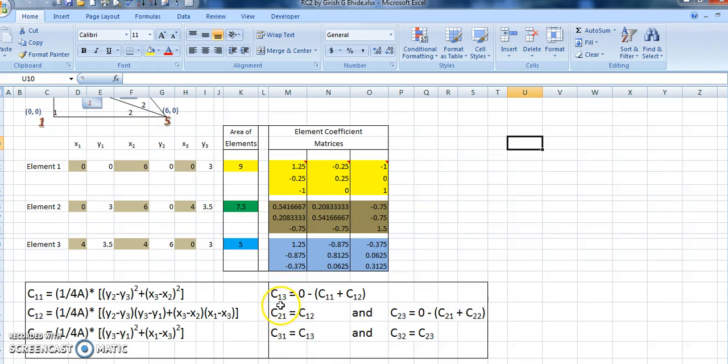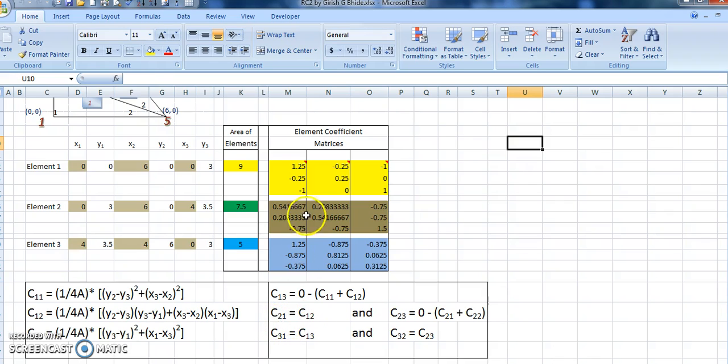Now, the element C13 can be computed very easily from the property of the element coefficient matrix, because the sum of the elements is 0. So we have the formula C13 is equal to 0 minus the bracket C11 plus C12.